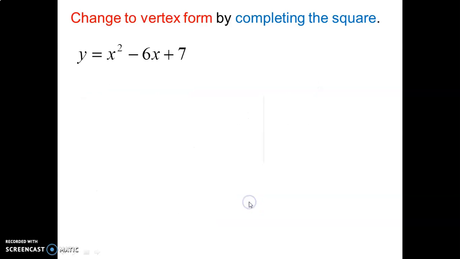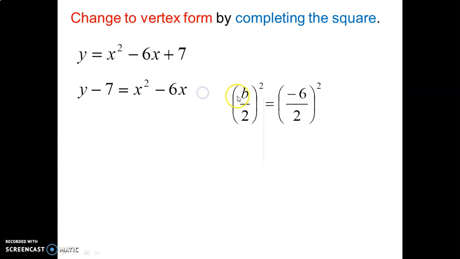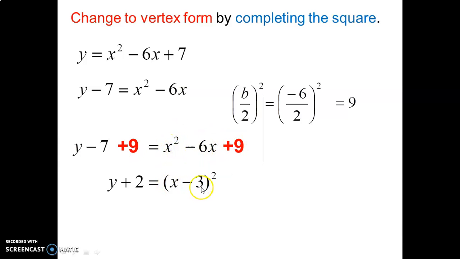Let's try another one. Try this one here. Okay, here we moved the 7 over because it was not a perfect square. Now do b over 2 squared, which will give you the number we need to add here. -6 over 2 squared, 9. So we add 9 here, add 9 here. Now we have a perfect square, which factors into x minus 3 squared. Move the 2 over, we have vertex form. Standard form into vertex form by this process called completing the square, and there we have it.